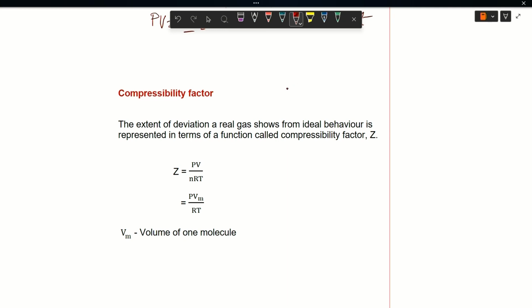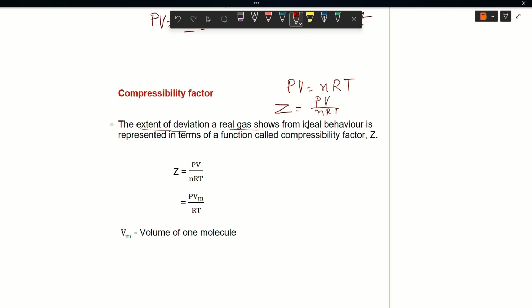We know that PV is equal to nRT for n moles, and we are going to take the ratio of PV by nRT, that is PV divided by nRT, and this factor is considered as the compressibility factor Z. So, the extent of deviation of real gases from ideal behavior is represented by a factor known as the compressibility factor, denoted by the letter Z, that is Z is equal to PV by nRT.